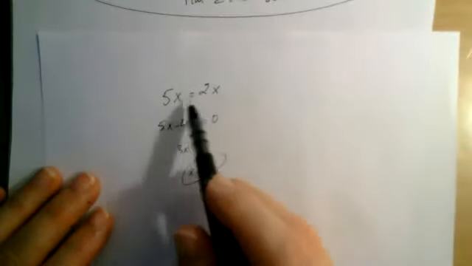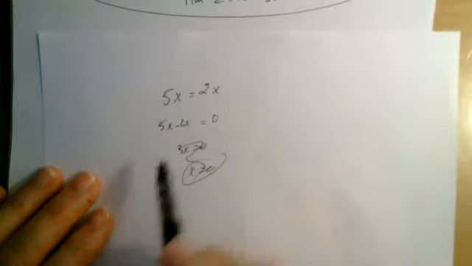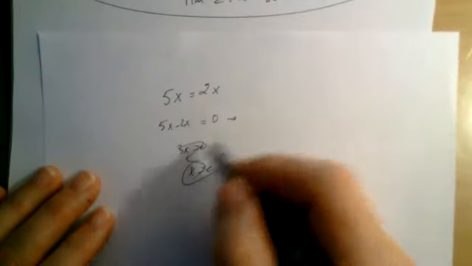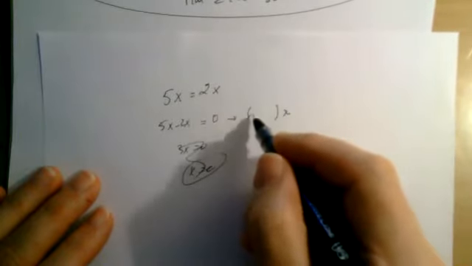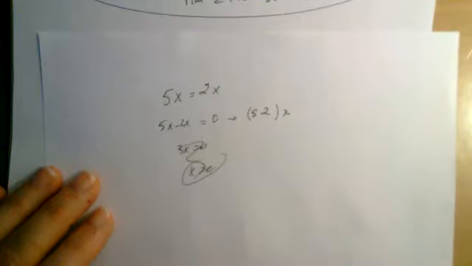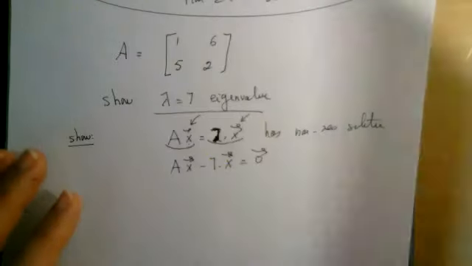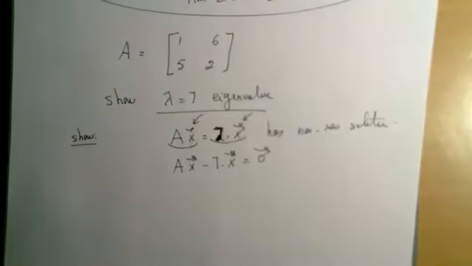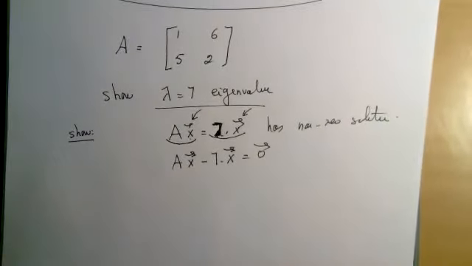I go back to this problem. If I'm solving 5x equal to 2x, it means 5x minus 2x equal to 0. Now, to be able to solve this, I know that this is 3x, but where is the 3 coming from? We basically factored out the x, giving me 5 minus 2 times x equal to 0, and then I proceeded. Now I would like to do the same. I would like to factor out the x. How can I factor out the x?